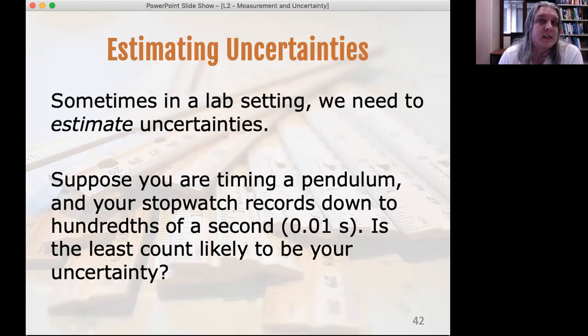In which case you want to estimate your uncertainty and you make it bigger. In such a case, you might often go and repeat the measurement, see how spread out all your results are, and use that to get an idea of your uncertainty. But normally you would definitely estimate it to be bigger than 1/100th of a second.